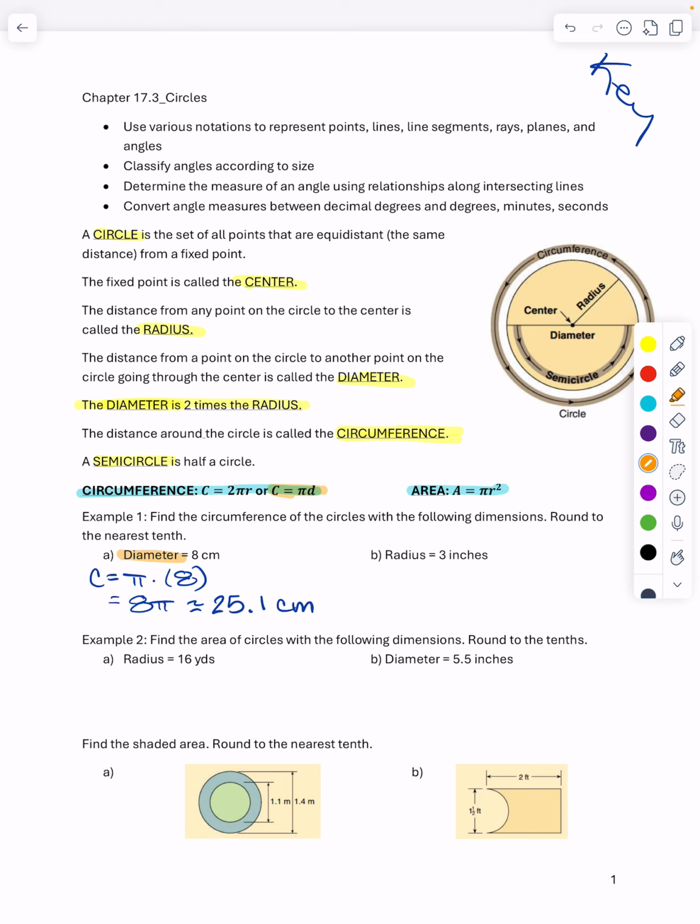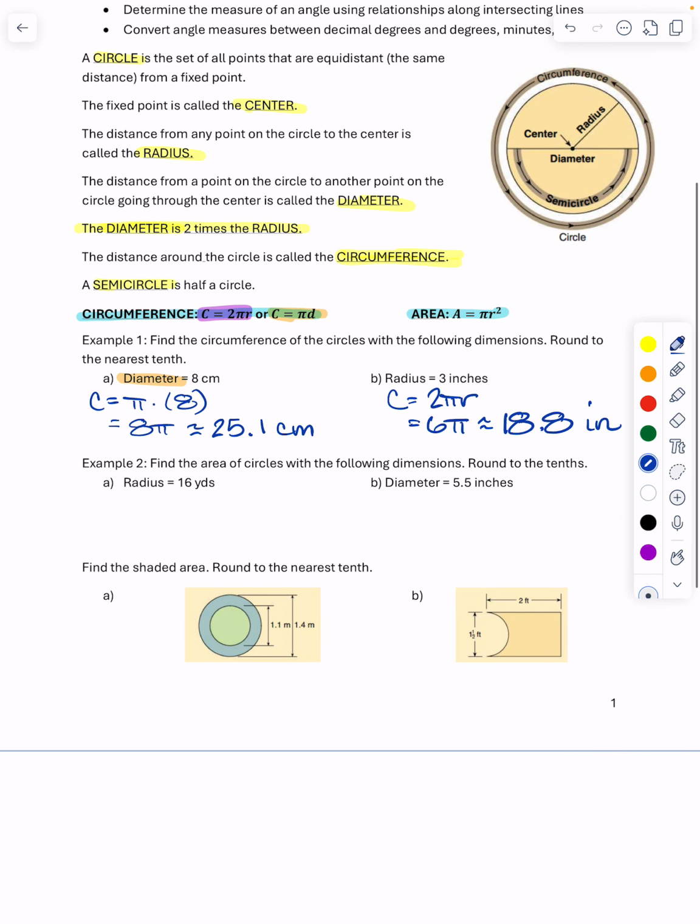For B, notice that we are given the radius this time instead of the diameter, so we are using this formula for circumference. Circumference equals 2 times pi times r. Remember the relationship between the radius and the diameter. Radius is half the diameter. Diameter is 2 times the radius. So here we have 6 times pi. When we plug that into the calculator, we get 18.849, again rounded to the tenths, 18.8. We need to include that label. Our radius was in inches, so our circumference is in inches.